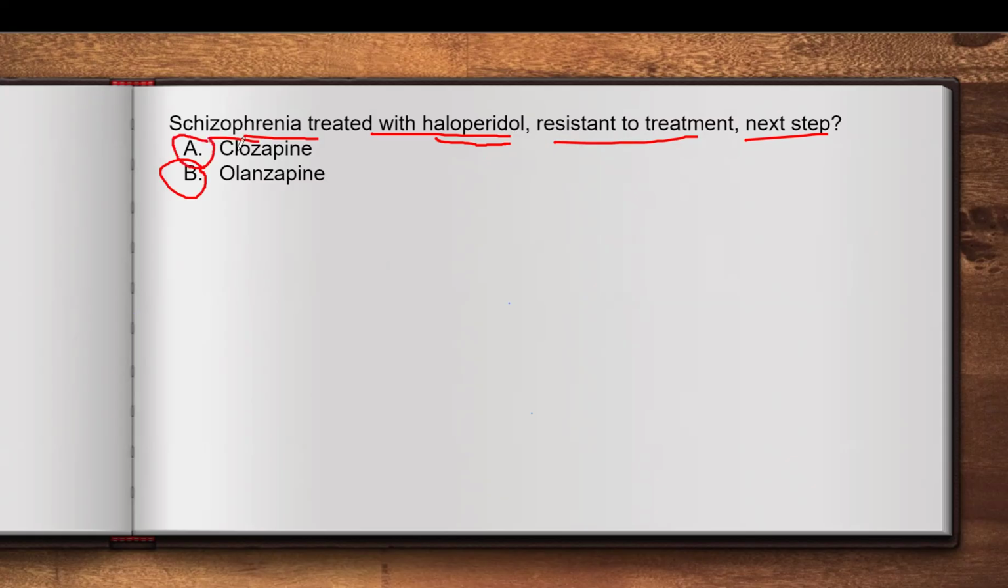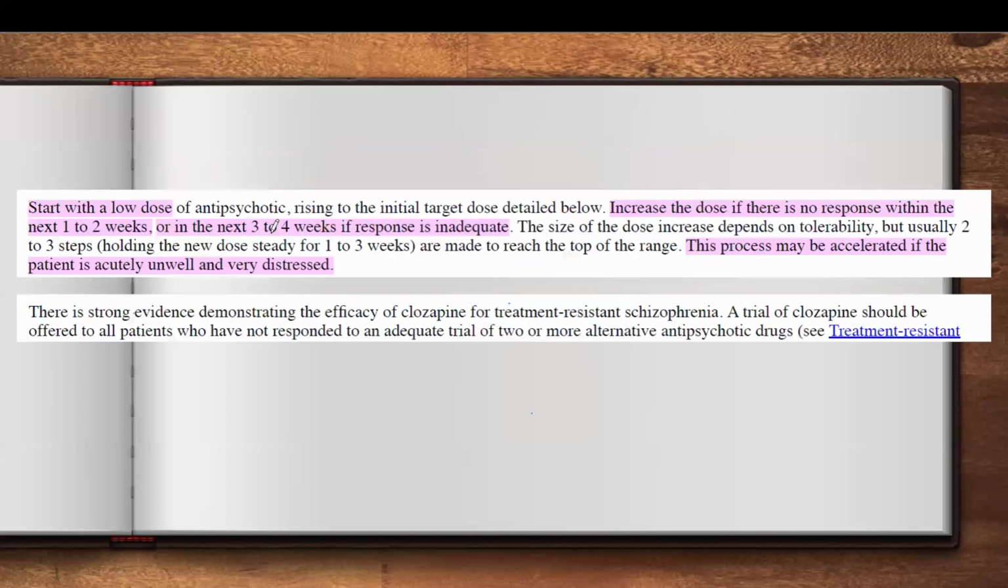clozapine. Okay, because although clozapine is a second generation antipsychotic, it has a lot of serious side effects. One of them is agranulocytosis, in which you have decreased neutrophil counts, right? So that predisposes the patient to a lot of infections and life-threatening infections. So clozapine is always the last resort. When nothing else is working, we will give clozapine. So right now, this patient can try olanzapine because he has not tried second generation antipsychotics yet.